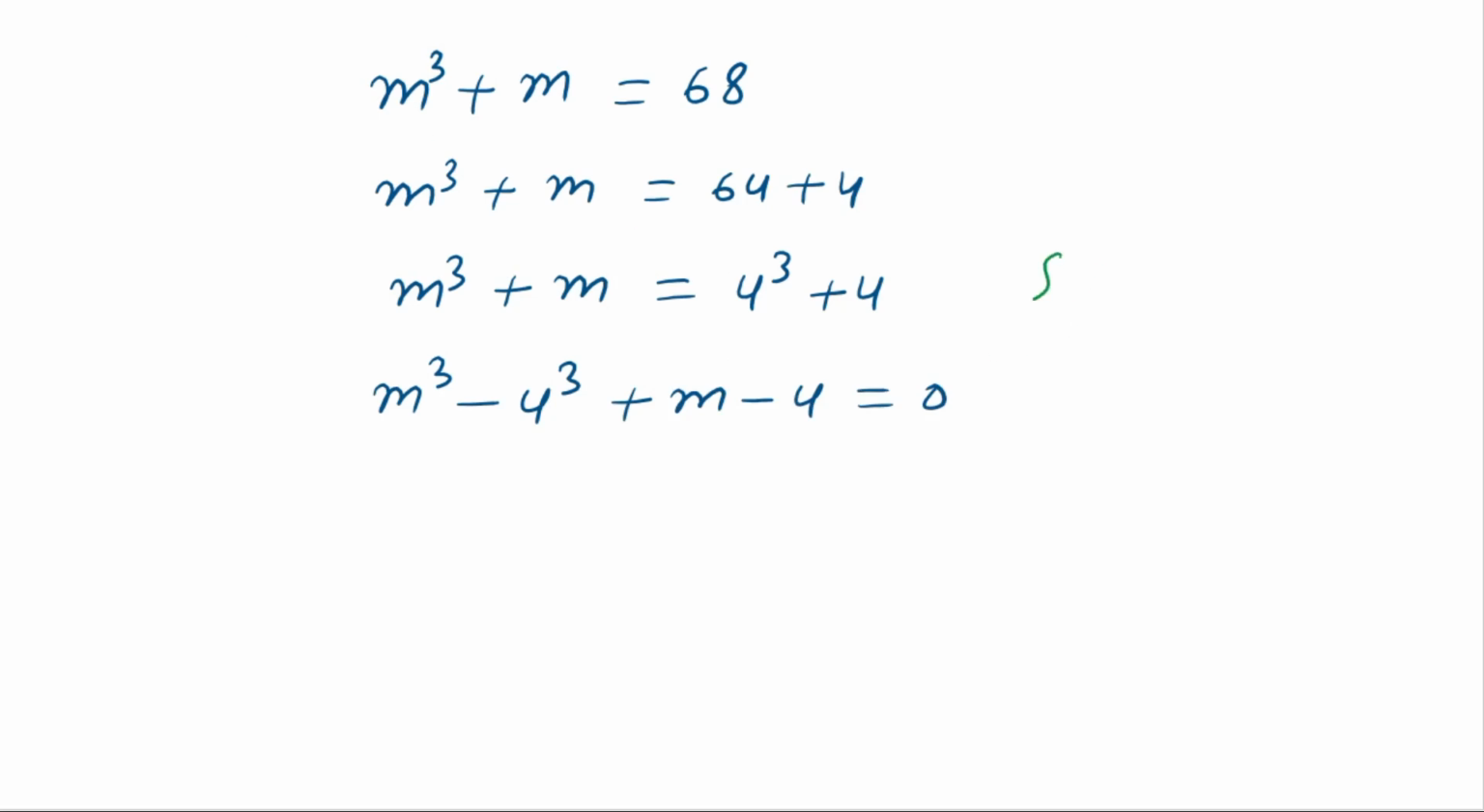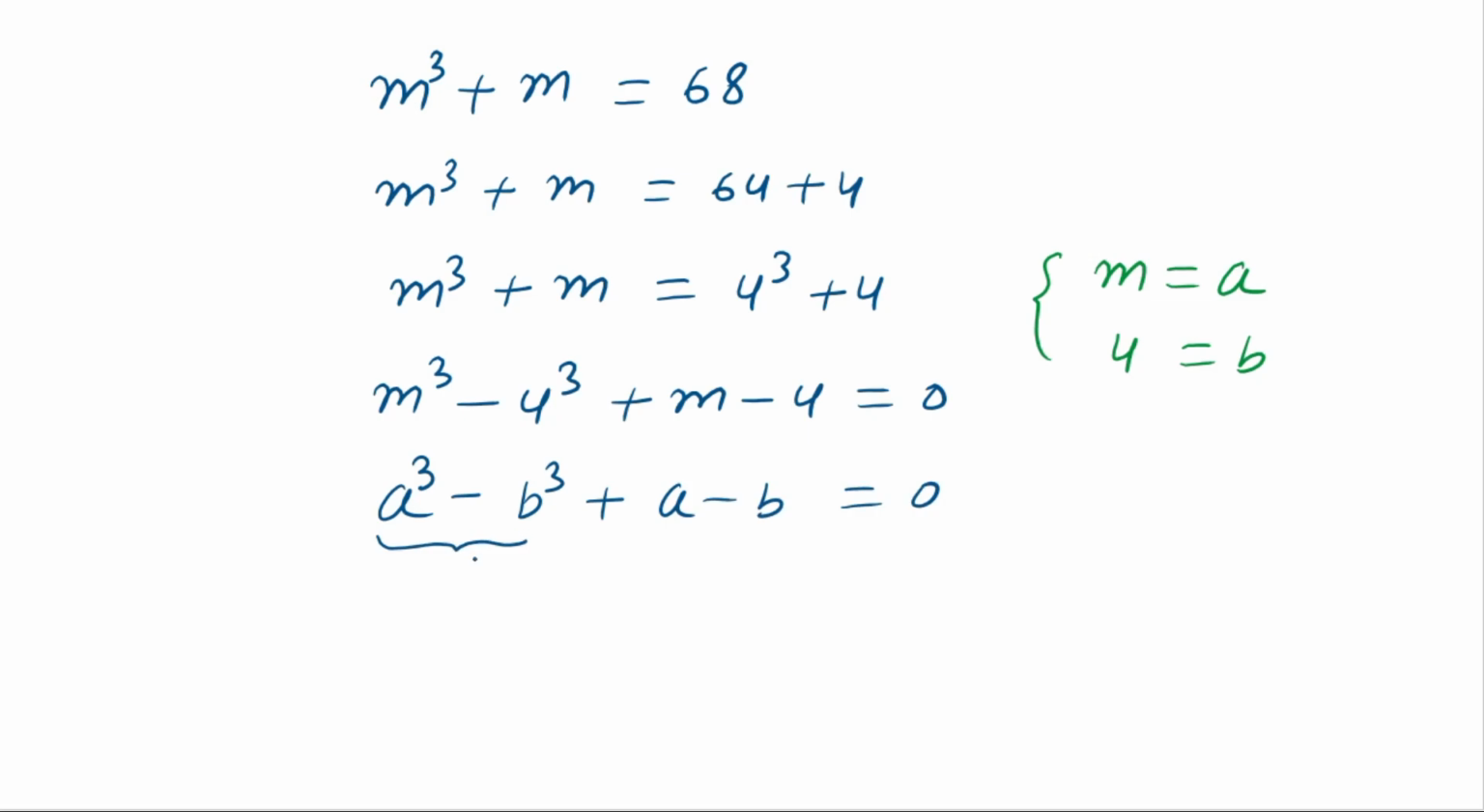Here if we apply substitution again, with m = a and 4 = b, then on the left-hand side m is replaced by a and 4 is replaced by b, so a^3 - b^3 + a - b = 0. Look carefully, we have a difference of two cubes. If we factor this expression, you will get (a - b)(a^2 + ab + b^2) + (a - b) = 0.